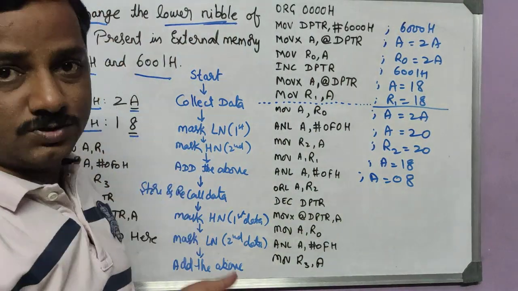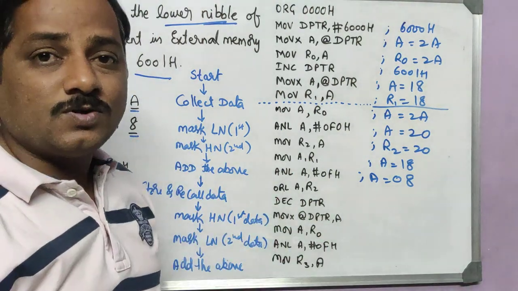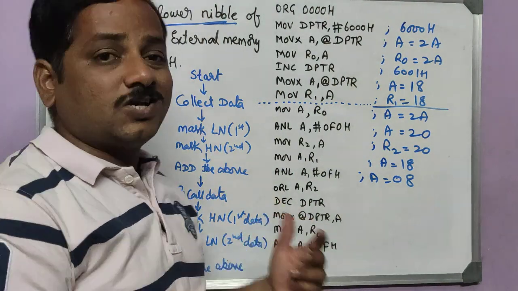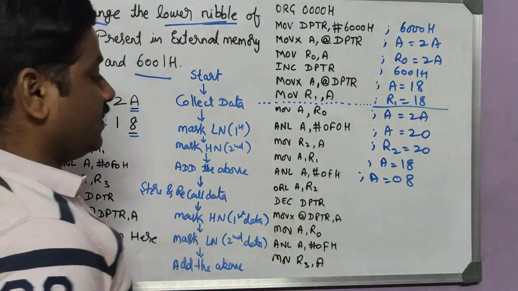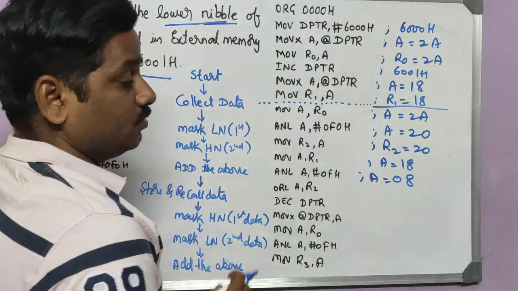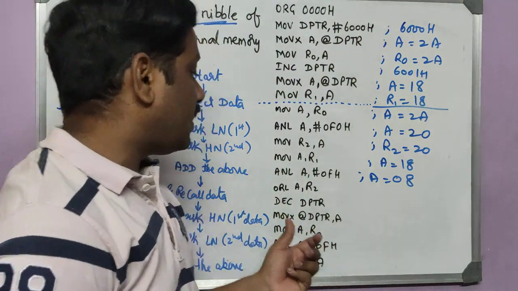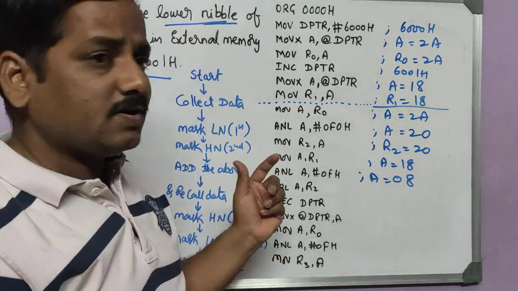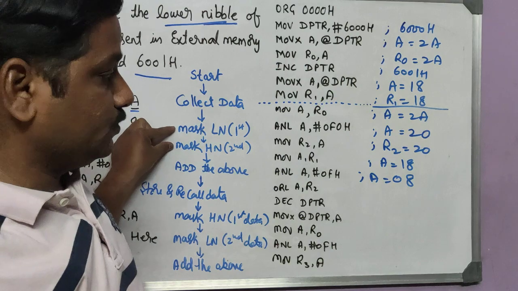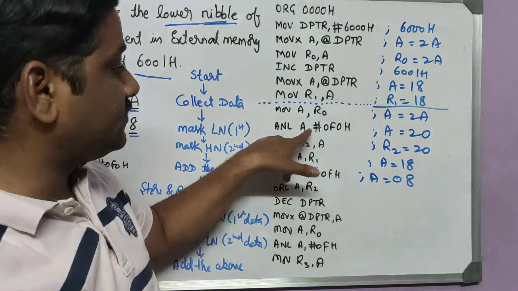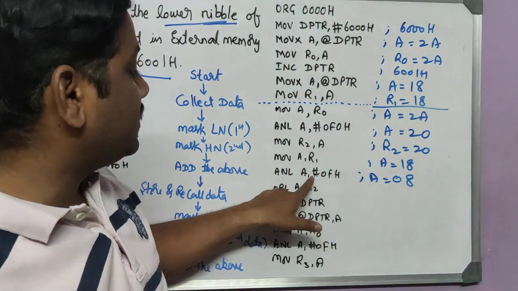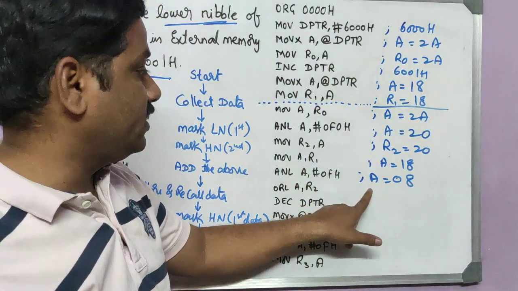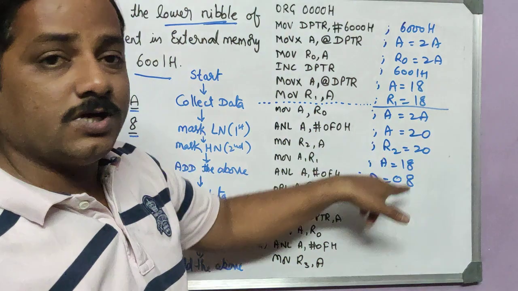Now add both. To add, here I don't want to have an arithmetical addition, just logically we need to add. So I am using an instruction ORL, logical instruction. ORL A, R2. What we need to add? I need to add the result of these two. So what is the result of first masking? 20, which we have in R2. And second time when I masked, I got 8. That is there already in A. So A and R2, these two have to be added.